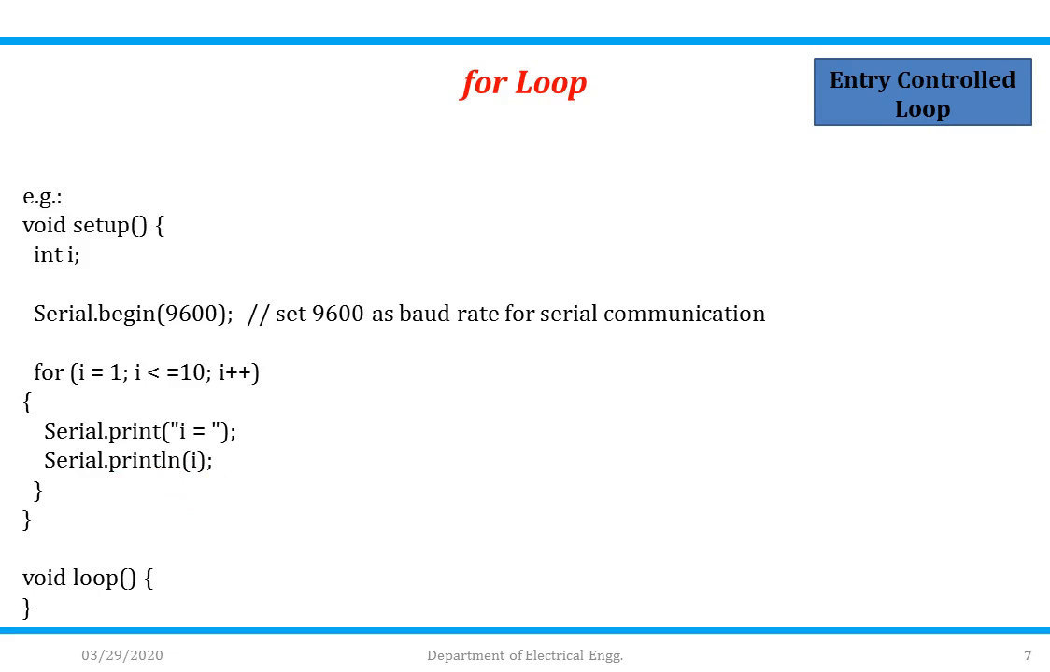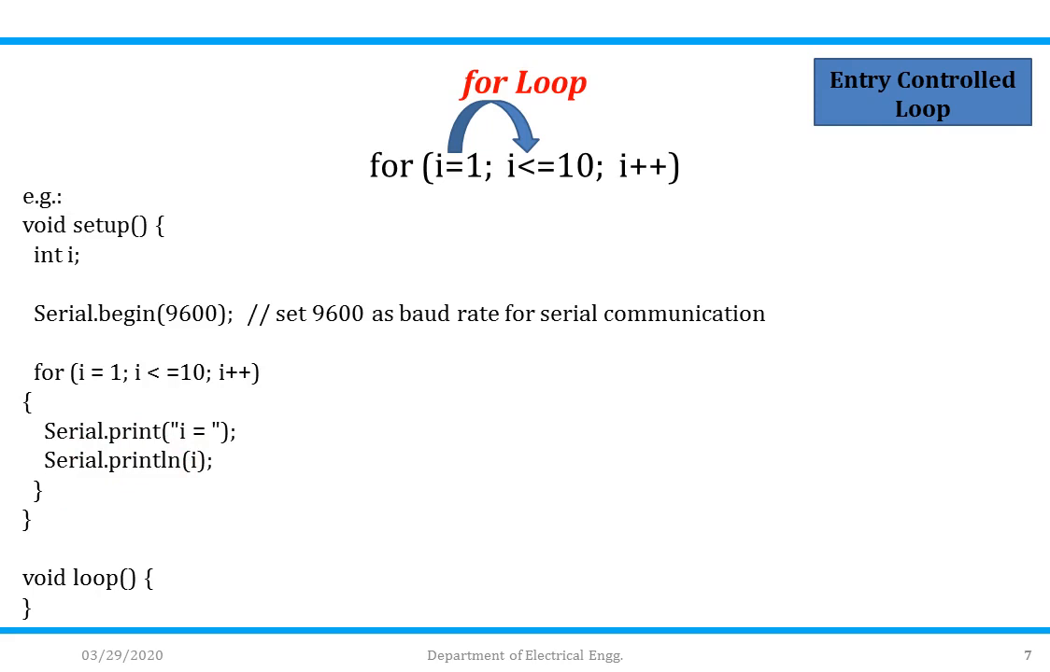So, let us now discuss how this for loop gets executed. It will first assign a value of I equal to 1. After that, it will check the condition whether I is less than or equal to 10 or not. Obviously 1 is less than 10. If it is true, then it will execute the statement within these two brackets. So it will print I equal to 1.